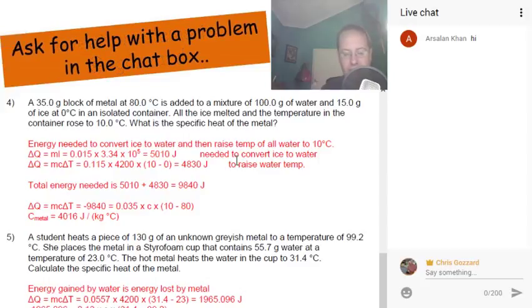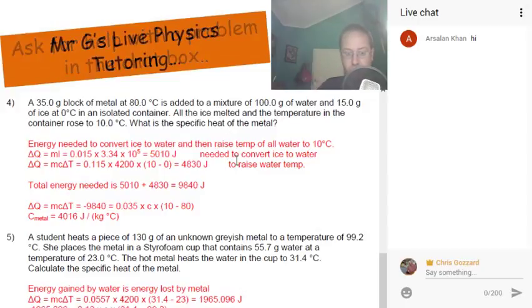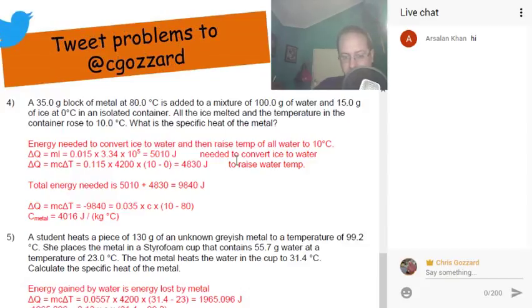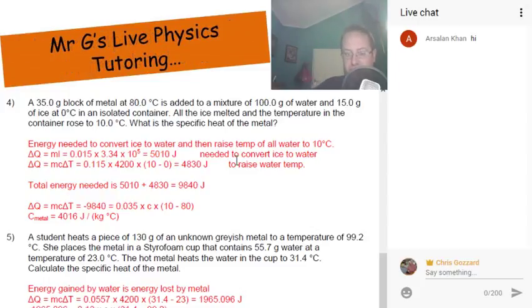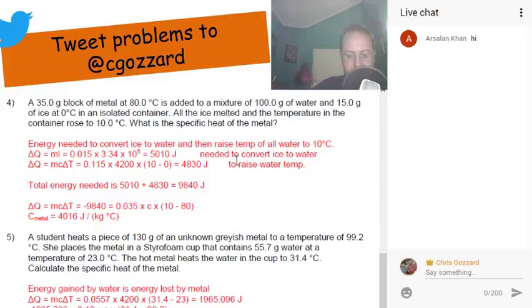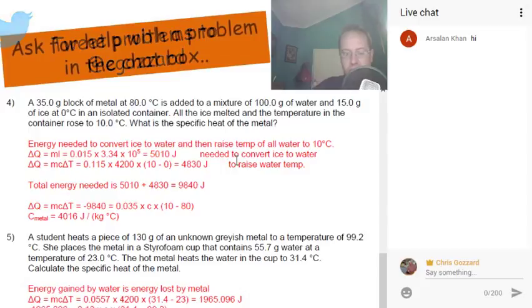So we've now got 0.115 kilograms of water that we're going to raise the temperature of. So now we just times 0.115 times 4,200. And then what's the change in temperature? It is 10, 10 minus 0. Then we get 4,830 joules just to raise the temperature up. So the total energy that we need is 5,010 plus 4,830, which gives us 9,840 joules. So that's how much energy that we gained from the block of metal.